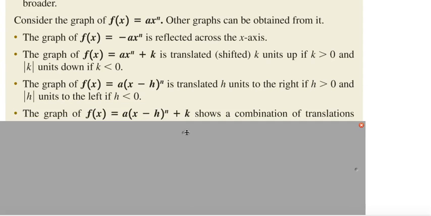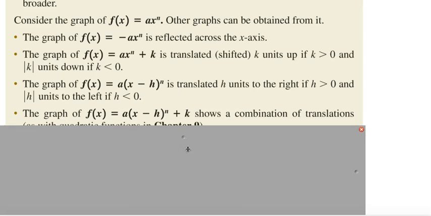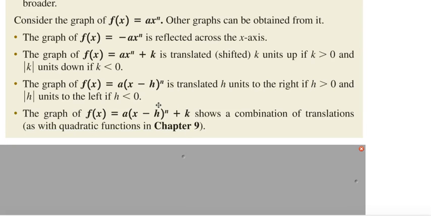And then lastly, you can combine them now, right? You can do a vertical shift, a horizontal shift, and a stretch all at the same time, and we can know what's going on right there.